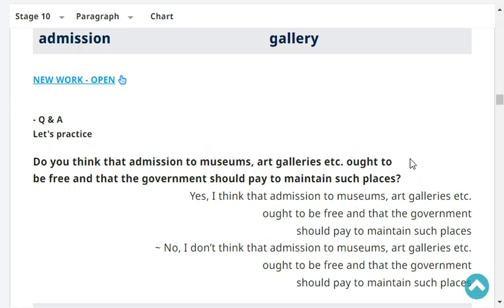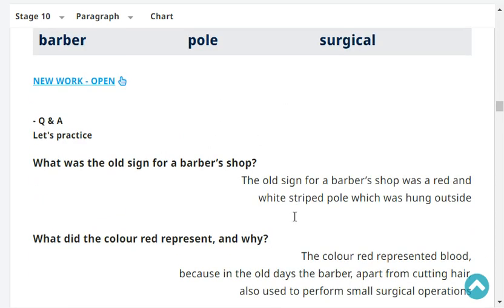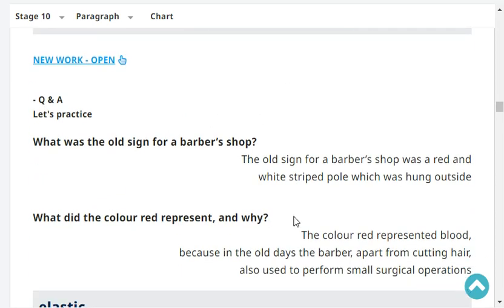Do you think that admission to museums, art galleries, etc. ought to be free and that the government should pay to maintain such places? Yes, I think that admission to museums, art galleries, etc., ought to be free, and that the government should pay to maintain such places. Very good.